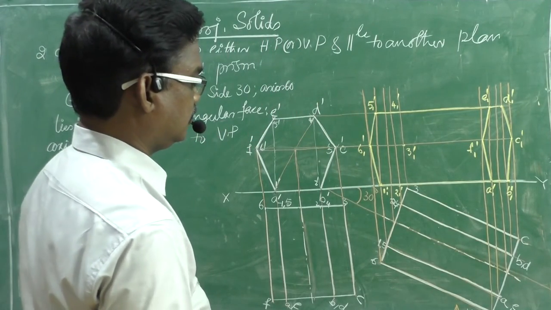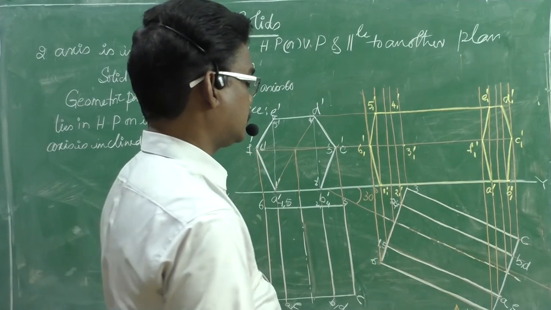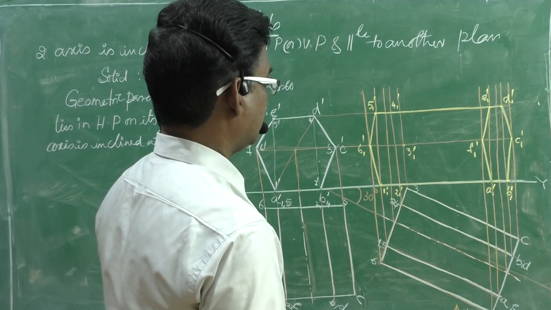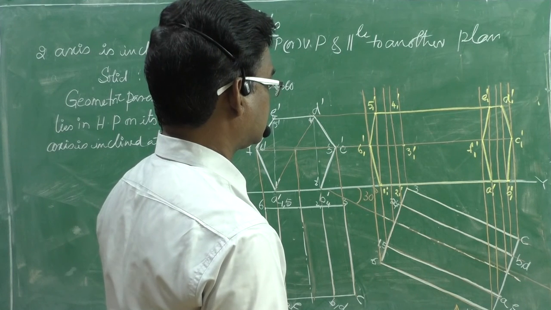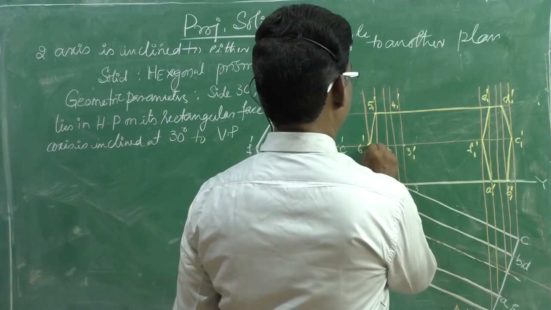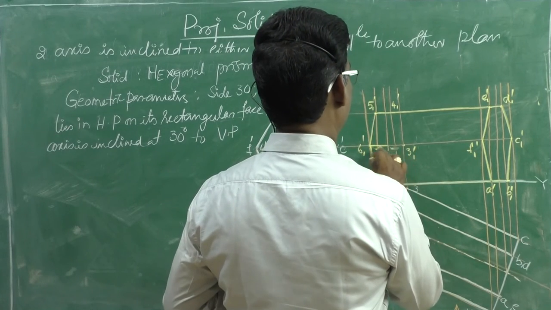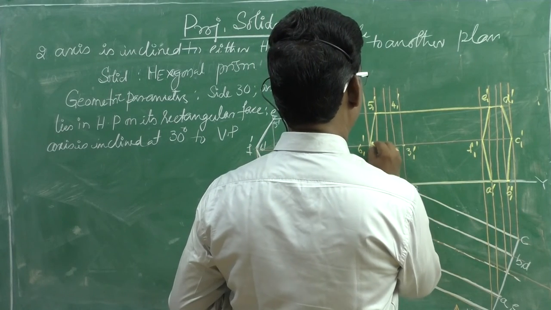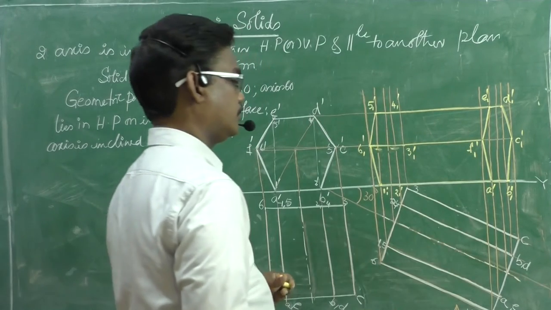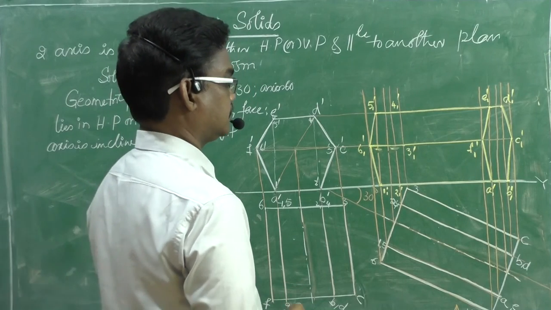Next one. The edges in between observer and the axis, those are visible. That means A1, A1 already over, A5 already over, 6F is visible, therefore 6 to F it is visible. 6F visible, right. Next one, come for the invisible edges.